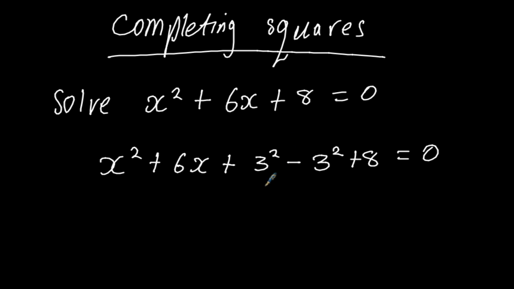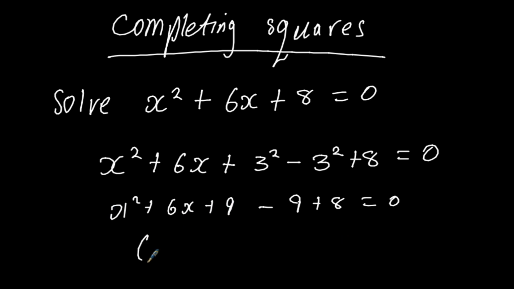And this part, which is x squared plus 6x plus 9, is a perfect square. Then minus 9 plus 8 equaling 0. I can take this to the other side, and I remain with my perfect square this side. So this perfect square is x plus 3 squared. When you expand this bracket, you go back to this part. And then minus 1 equals 0.